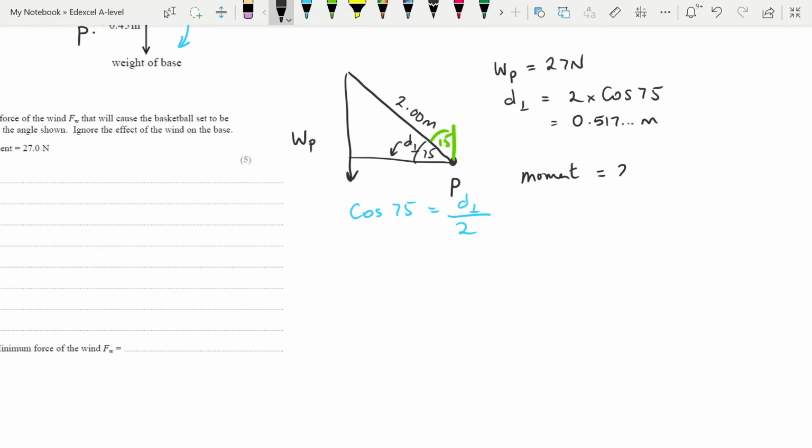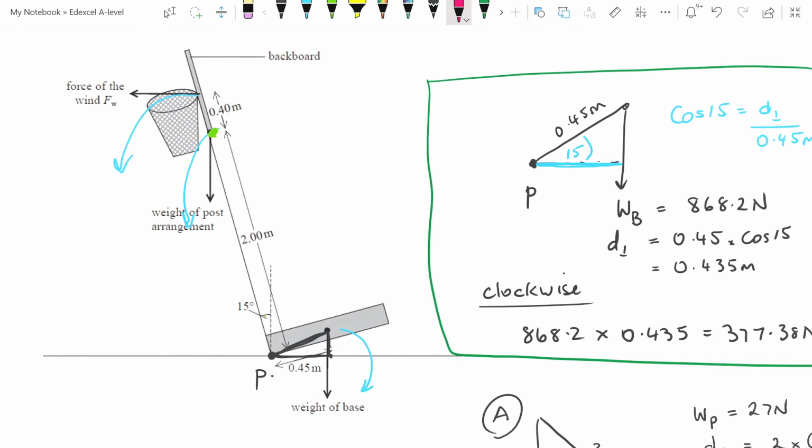Now we have both of the quantities we need to find this first anti-clockwise moment. So the moment is going to be the force, 27 newtons, times our perpendicular distance from the pivot, 0.517 meters, giving us a moment of 13.98 Newton meters. That is anti-clockwise moment A. What about the second anti-clockwise moment? If we go back up to our diagram, we have the force of the wind coming off in that direction. And we know that the total distance of that force from the pivot is 2.4 meters.